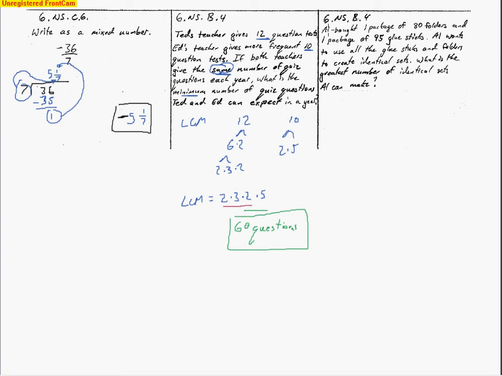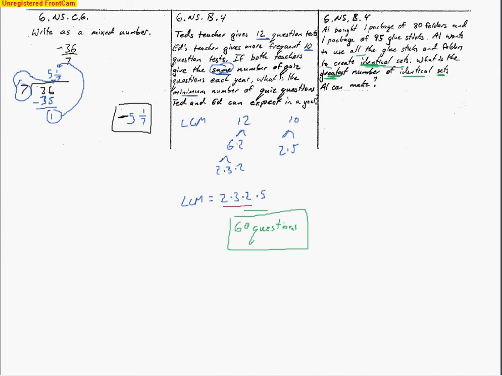Here it says Al bought one package of 80 folders and one package of 95 glue sticks. Al wants to use all the glue sticks and folders to create identical sets. So identical sets means that we're going to have a bunch of folders and a bunch of glue sticks together as one set. And then we'll have another set with the same number of folders and the same number of glue sticks. We want to find out what is the greatest number of identical sets.